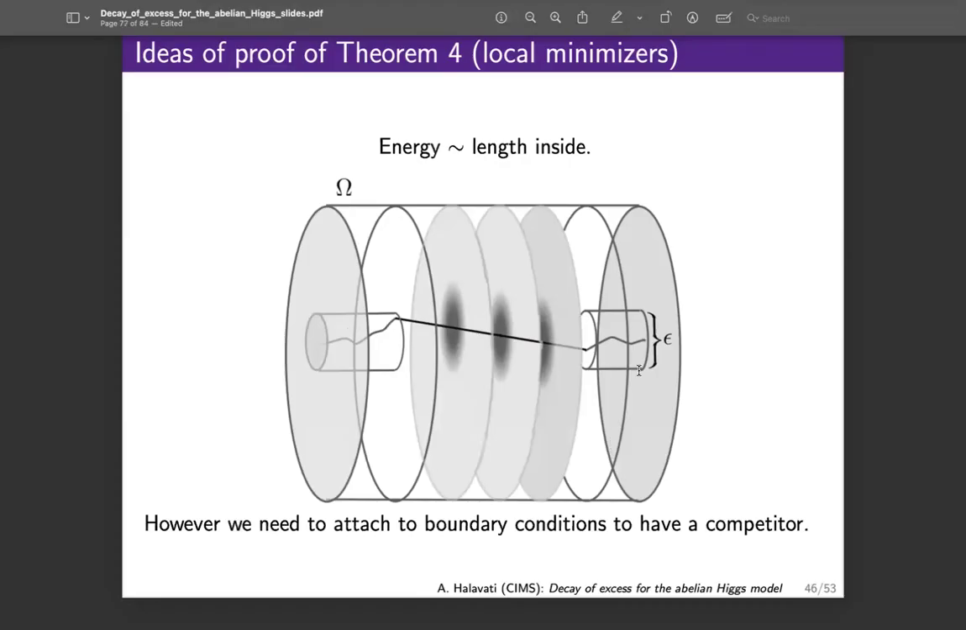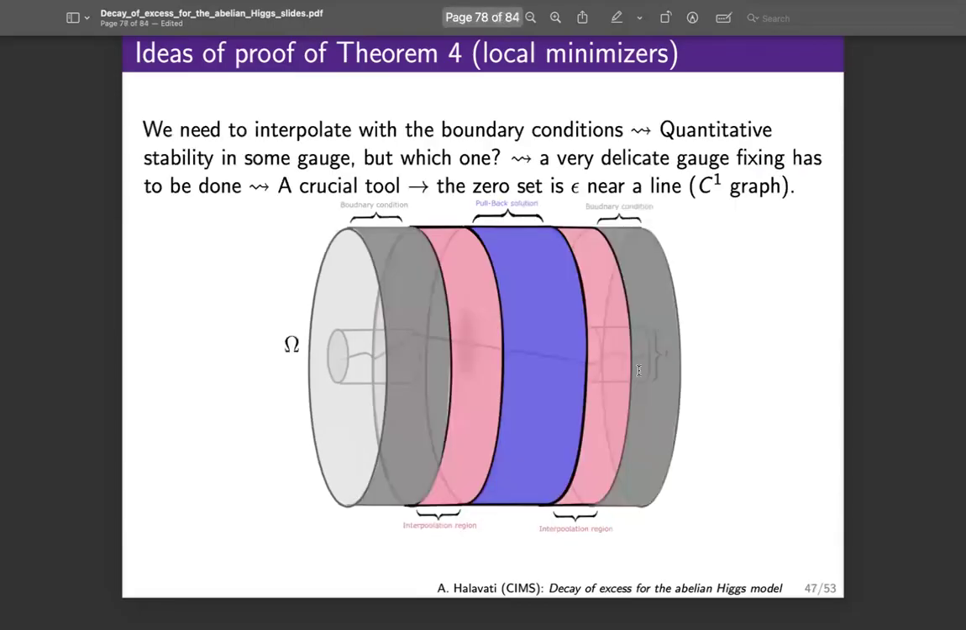Now the energy is comparable to length inside of the cylinder, right? But this is still not a competitor because we really need to attach to the boundary conditions to be able to have a competitor. So first, if you want to attach to the boundary conditions in this, say, purple interpolation regime, the idea is to basically use the quantitative stability to say that if you sliced it in a place where XS2 was small, you were close to a one vortex solution. So when you attach, it doesn't cost you too much energy, right?